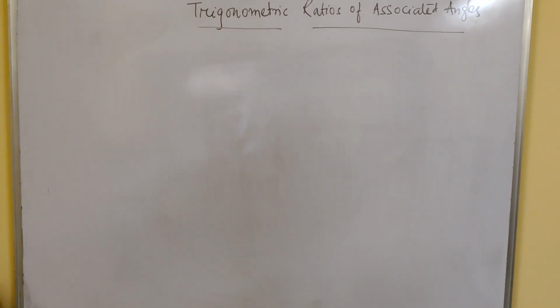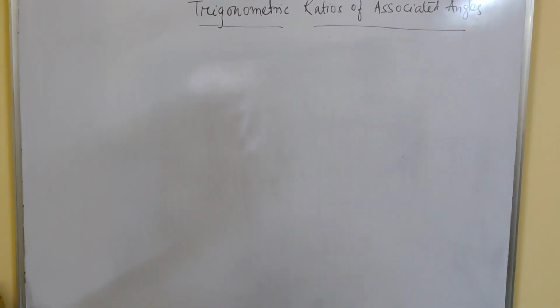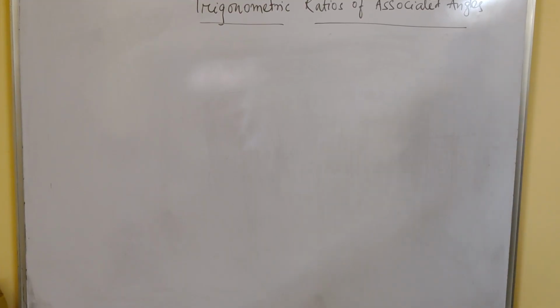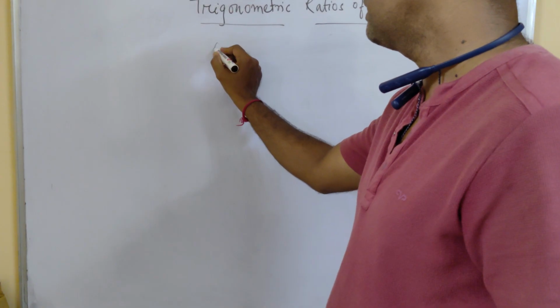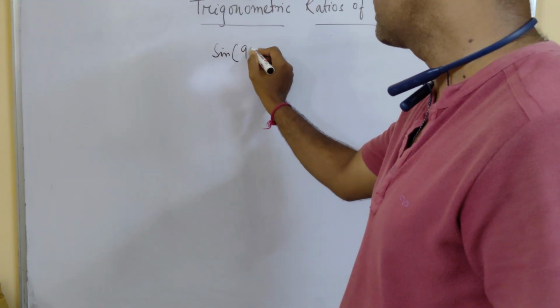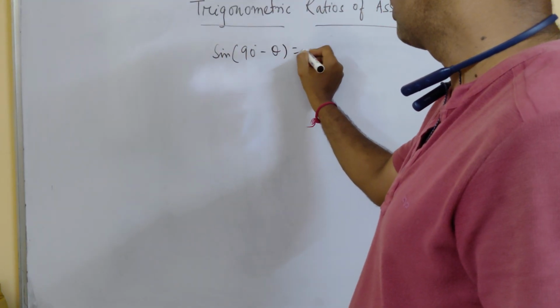আজকে আমরা আলোচনা করব trigonometric ratios of associated angles. Already we know, or we learned in the earlier classes, that sine 90 degree minus theta is equal to cos theta.